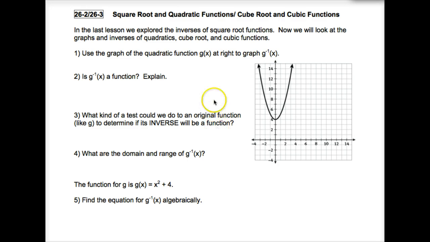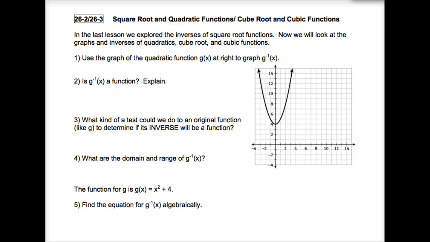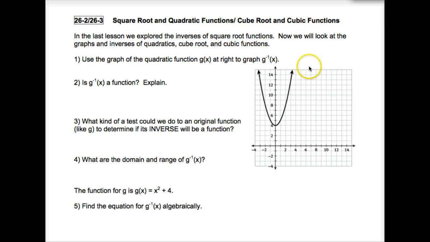All right, this is your recording for lesson 26.2, 26.3, kind of a combination of some pieces of both of them. So in the last lesson, we looked at finding the inverses of square root functions, both from the graph and algebraically. So now we are going to take a look at the graphs and inverses of quadratics and cube root and cubic functions. So we're going to start with this graph here that you see on the side.